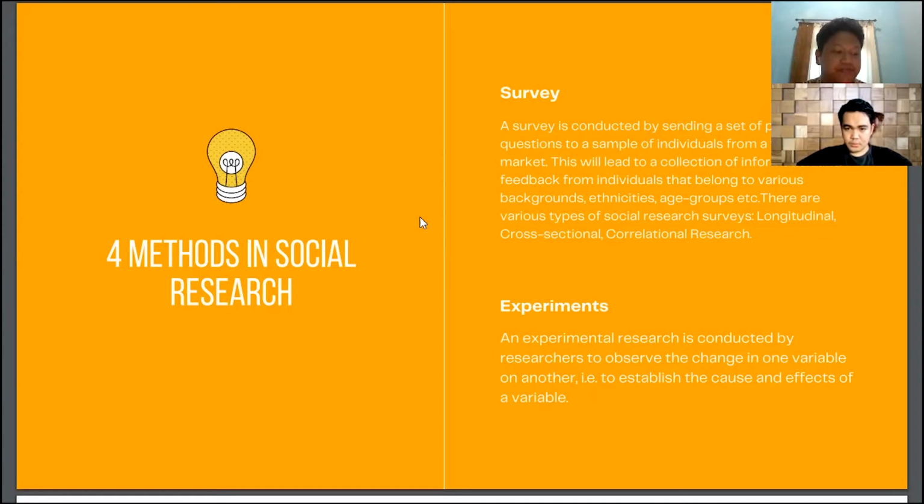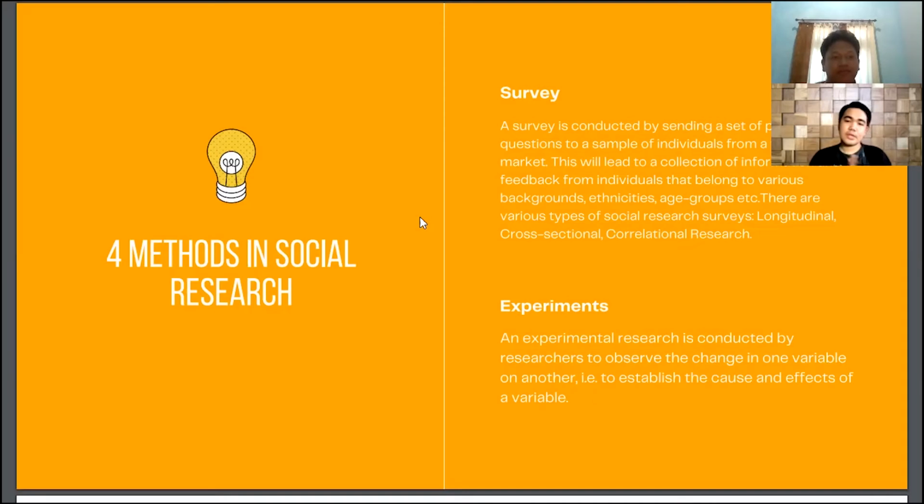So longitudinal and cross-sectional social research surveys are an observational method, while correlational surveys are conducted with a different sample. So that's all the difference between the various types of surveys. So let's move on to the experiments, which will be explained by Firma.